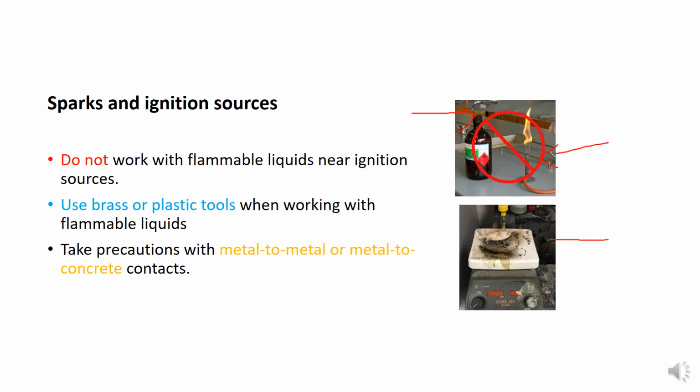And here you can see the hot plate that I mentioned in the previous slides. It is equipped with temperature control as well as spinning magnets. So with high or continuous temperature, if somebody forgets to switch it off, it can catch fire. It can be one of the sources of fire, whether it is metal to metal or metal to concrete, or a chemical or paper touching it, or anything. So this is really important. We need to use brass or plastic tools when working with flammable stuff or liquids.